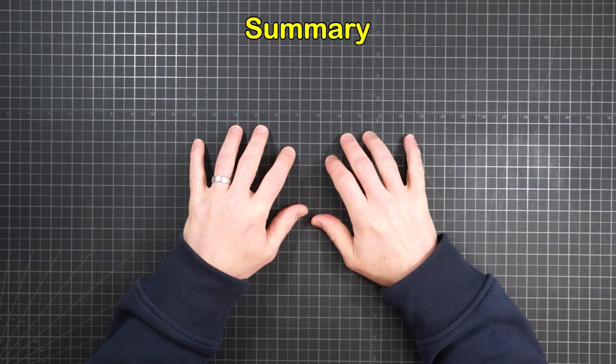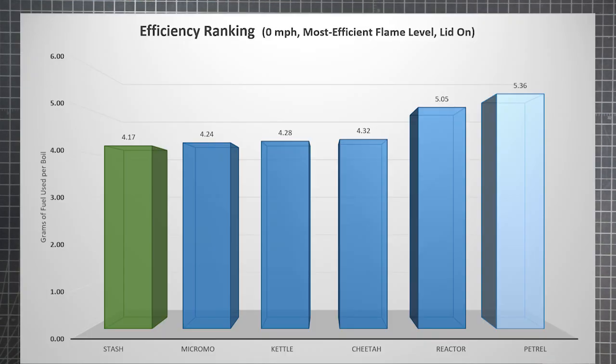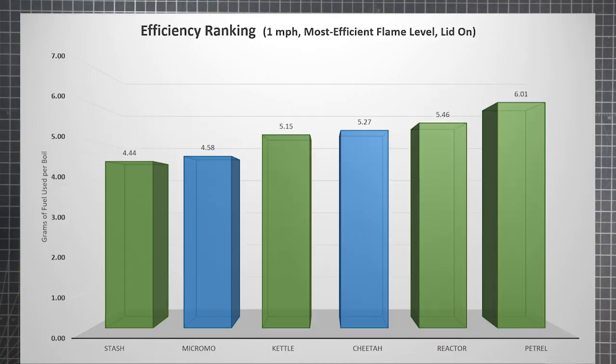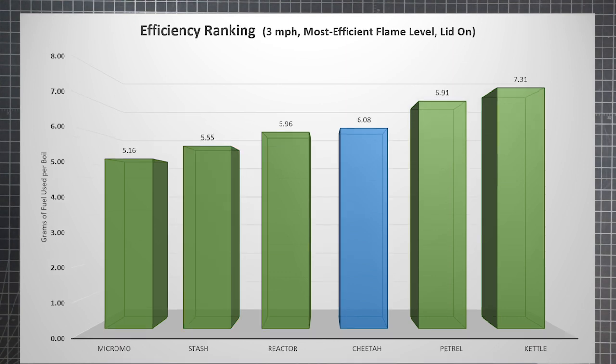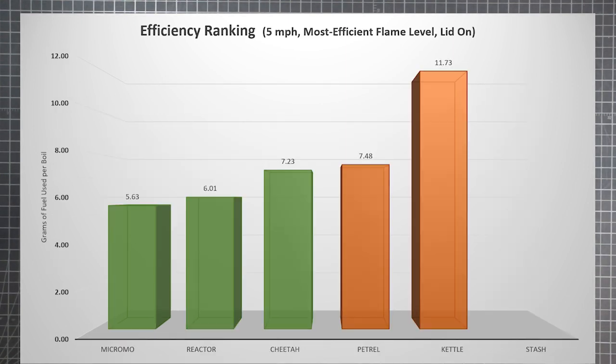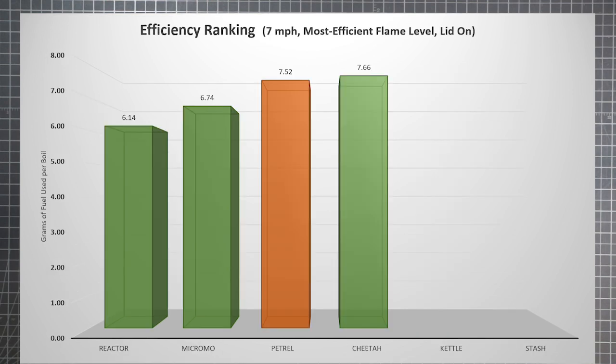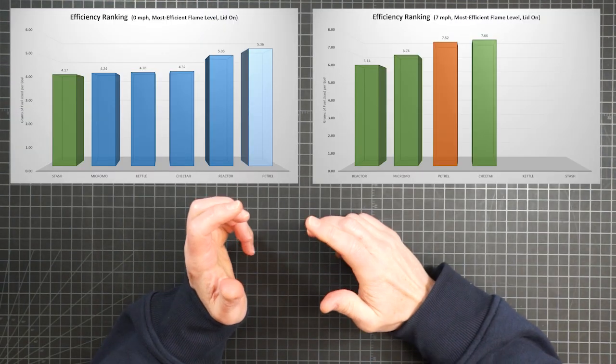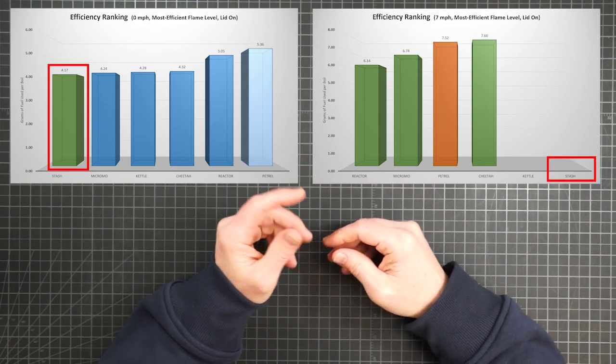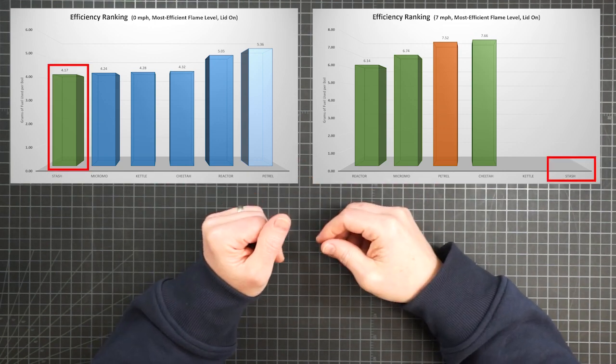Okay, time for the summary. Heat exchanger systems are built for fuel efficiency, but their performance in wind can vary widely. At rest, they are somewhat similar, but as the wind speed increases, the differences grow. And by 7 miles per hour, only 4 of the original 6 systems are still able to reach a boil. The stash, for instance, went from best to worst, failing even before a BRS Kettle system.